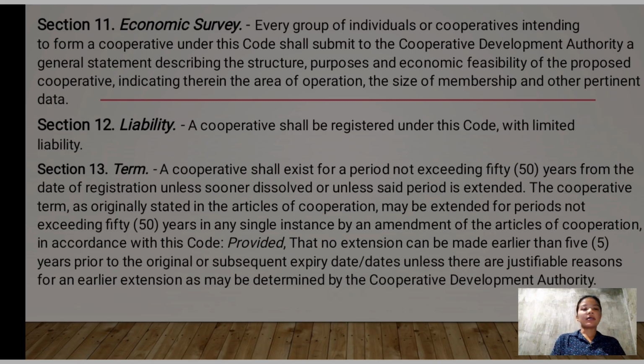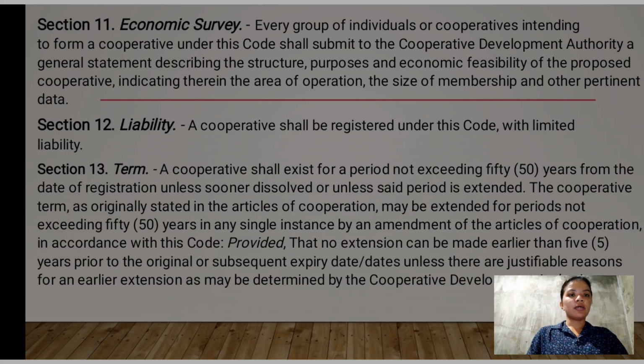Section 11, Economic Survey. In this section, it requires any group planning to form a new cooperative to submit an economic survey to the Cooperative Development Authority. This survey should include a description of the proposed cooperative structure, purposes, economic viability, area of operation, membership size, and other relevant information. Section 12, Liability. A cooperative shall be registered under this code with limited liability.